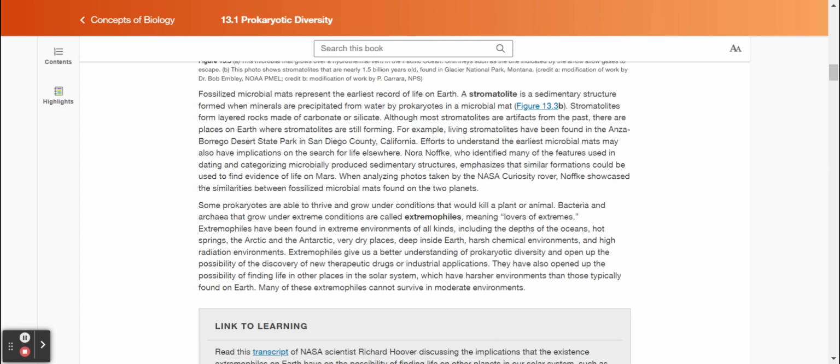When analyzing photos taken by the NASA Curiosity rover, Nofke showcased the similarities between fossilized microbial mats found on the two planets.